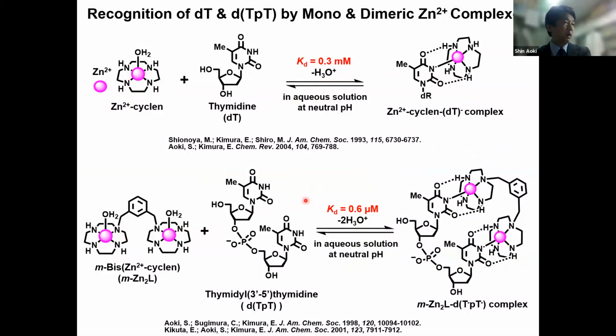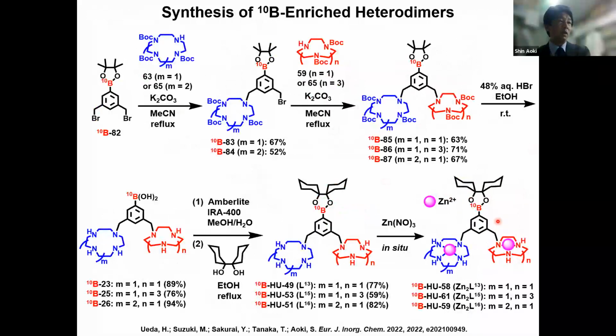At the same time, later we reported that this dimeric gene complex, which has two gene complex parts, forms a one-to-one complex with two thymidine parts, with lower KD values. I mean, this complex is much more stable than the monomeric gene complex-thymidine complex. Therefore, we carried out the synthesis of dimeric gene complexes, homoleptic and heteroleptic gene complexes having a B10 unit.